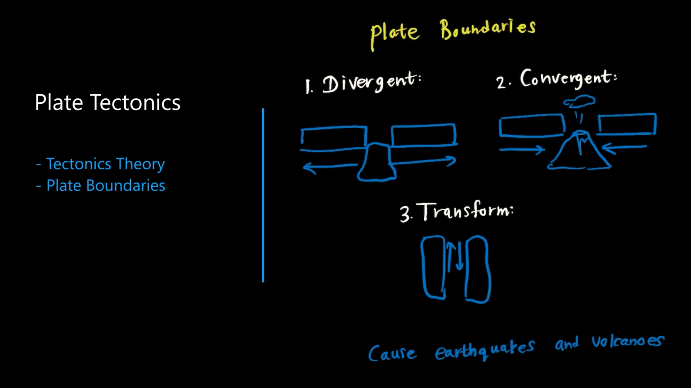The ring of fire around the Pacific Ocean is a zone of intense volcanic and earthquake activity because it's lined with many convergent plate boundaries.